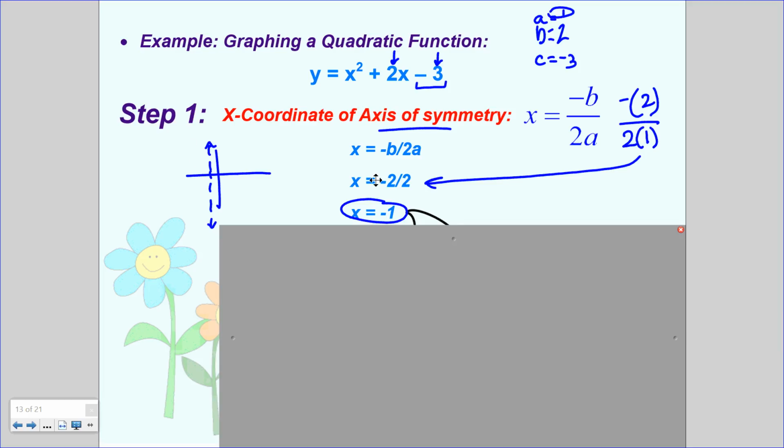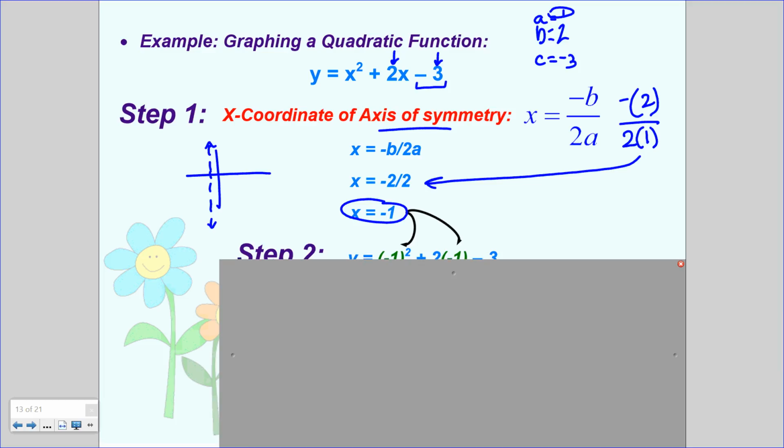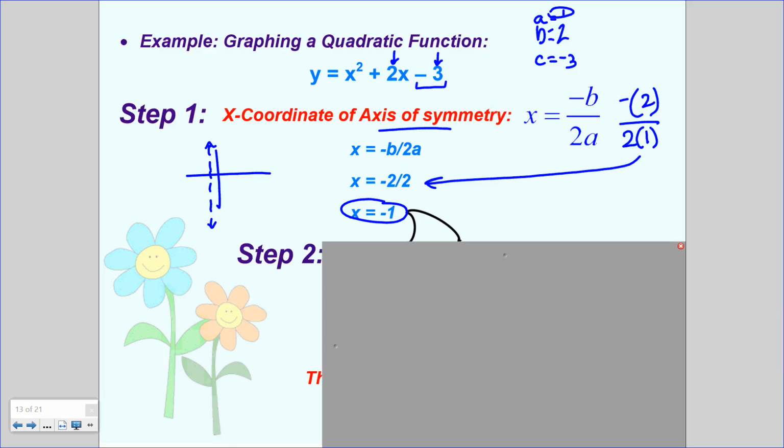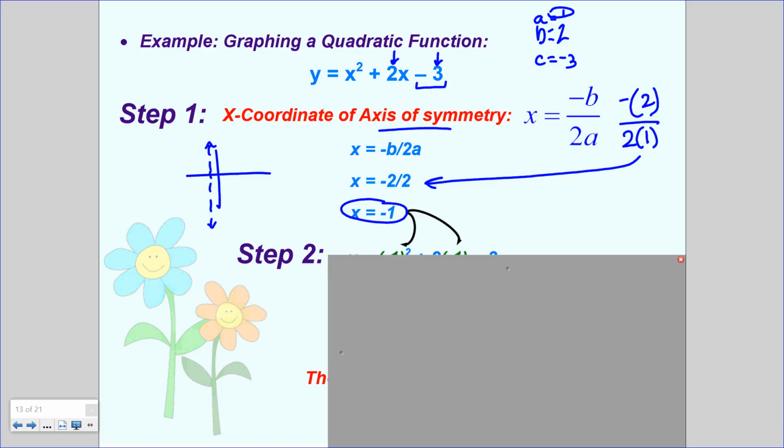Now we're going to find the y value of the vertex in step 2 so that we can find how high up or how low this parabola will be. So if x is negative 1, we're going to now take negative 1 and replace x with negative 1 everywhere in our quadratic equation that we started out with. So x squared plus 2x minus 3, I'm going to replace the x with negative 1, the x with negative 1 again, and just recopy the rest.